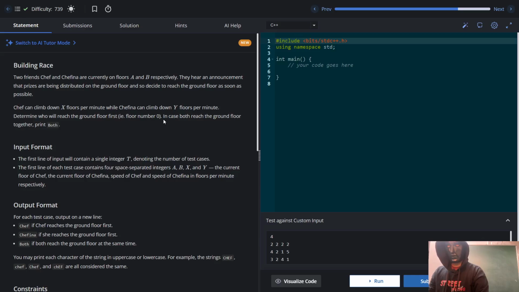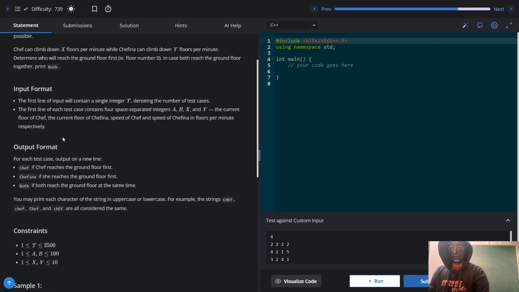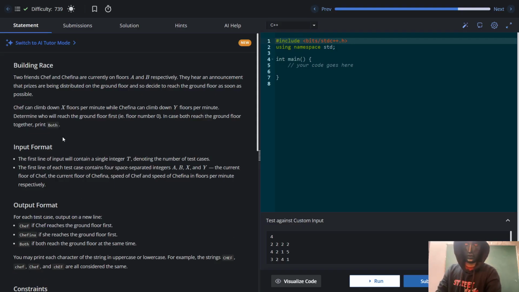In case both reach the ground floor together, print both. So basically, you'll have to print who has reached the ground floor first. If Chef, then you'll have to print Chef. If Chefina, then you'll have to print Chefina.